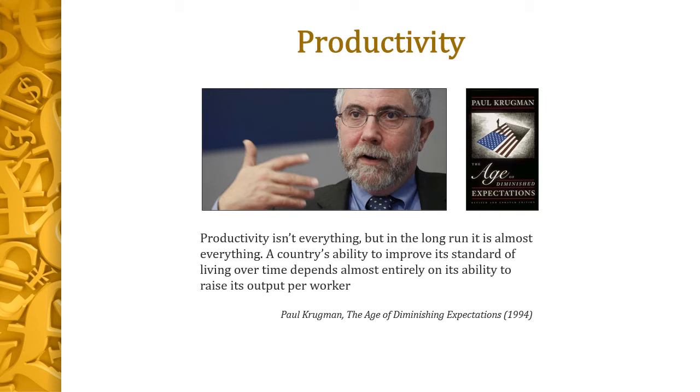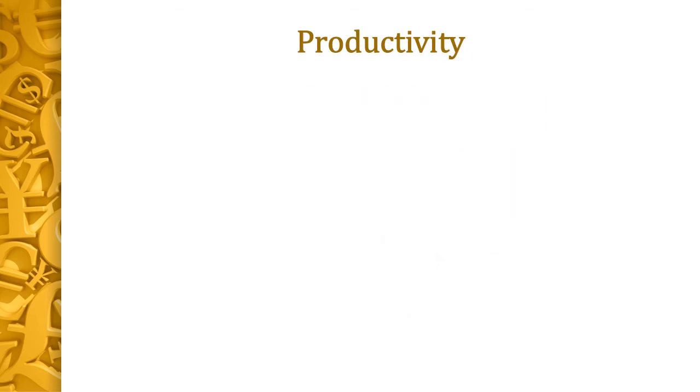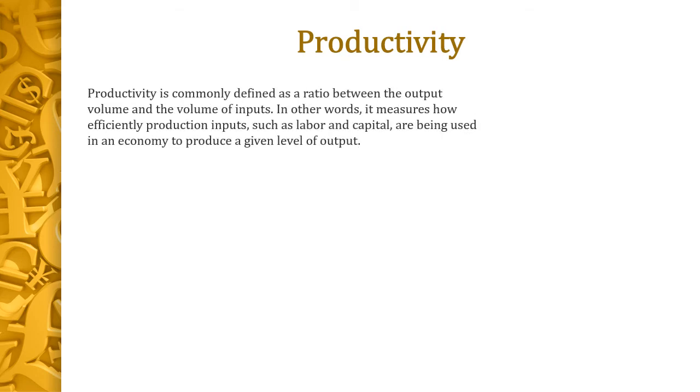Paul Krugman is a Nobel laureate as far as economics is concerned. In his 1994 book, he talks about productivity as being sort of everything in a way, because it is productivity that is directly linked to the standard of living for any type of community. If we want a more formal definition of productivity, we talk about this ratio of output volumes divided by input volumes.